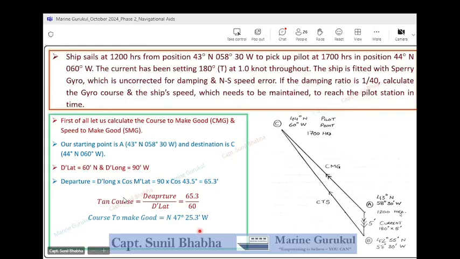The course obtained by plane and parallel sailing is the quadrantal course, and we know that the vessel is moving in a northwesterly direction. So this is north 47 degrees 25.3 minutes west. This is the course to be made good.